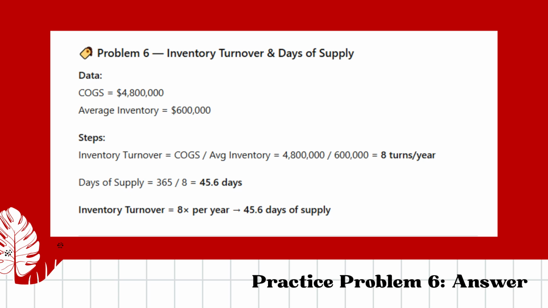Explanation. Problem 6. Inventory turnover tells us how often inventory is sold or used up each year. We divide the cost of goods sold by the average inventory value. 4.8 million divided by 600,000 gives us 8 turns per year. To convert that to days of supply, we divide 365 by 8, giving about 46 days. So, on average, the company holds roughly a month and a half of inventory before it's sold or replaced.